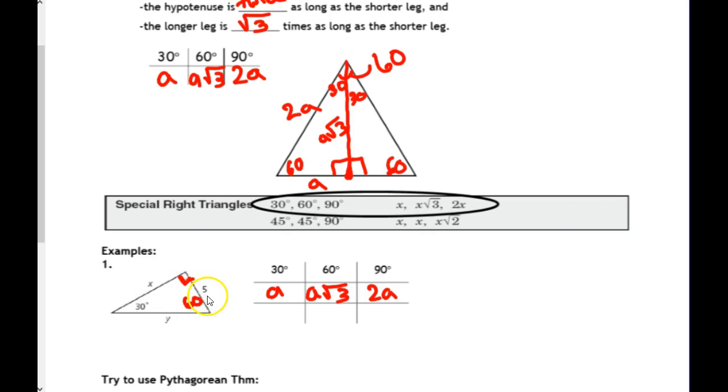Across from 30, 5. Okay? So we know 5 is a side length, and we're going to put it under which column? Well, what is 5 across from? 30 degrees. Does everyone see that? So underneath 30, I'm going to put 5. Okay? So again, it's always the same steps. You identify what kind of triangle it is, right? And then you write your little chart, right? Fill in your chart. And the side they gave you, you're going to put into that chart.